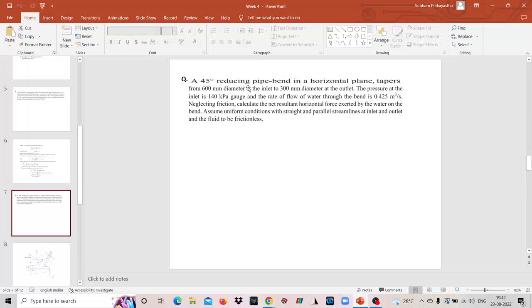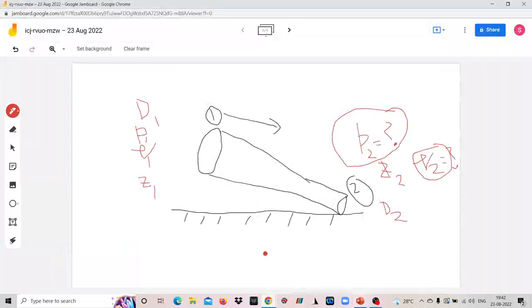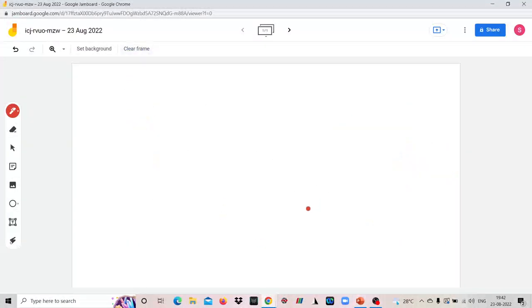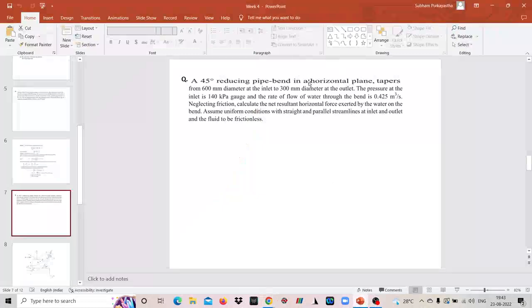There is a 45 degree reducing pipe bend. So what is the meaning of a 45 degree reducing pipe bend? It means that there is a pipe bend, and it is a reducing one. This angle is 45 degrees, and reducing means the diameter is reducing. And most importantly, it is in a horizontal plane.